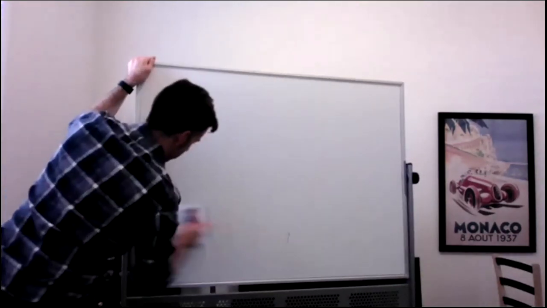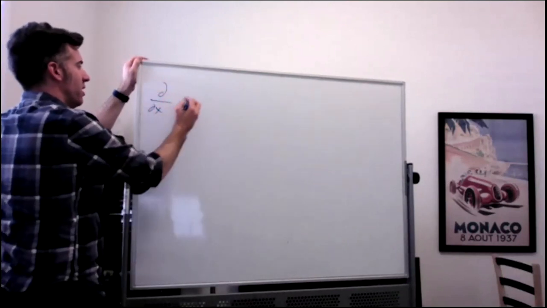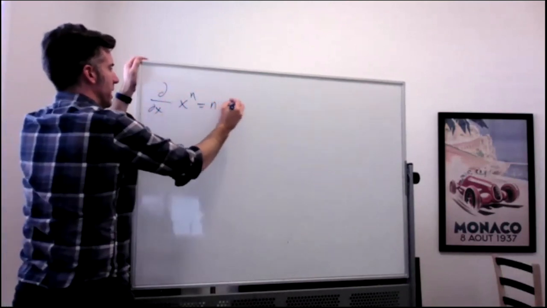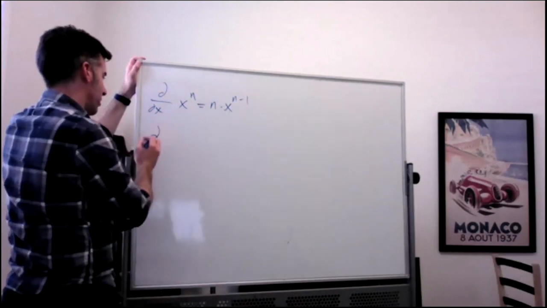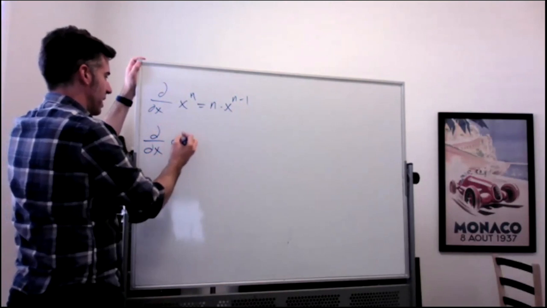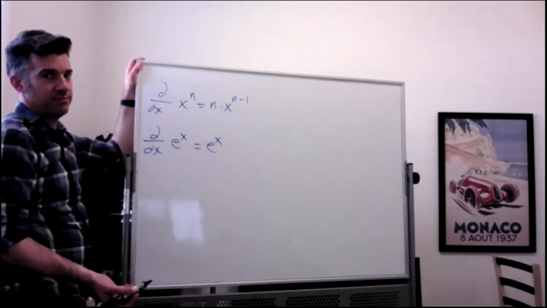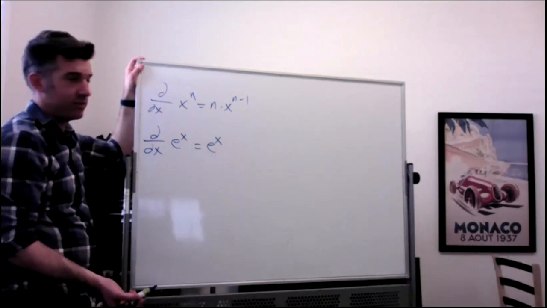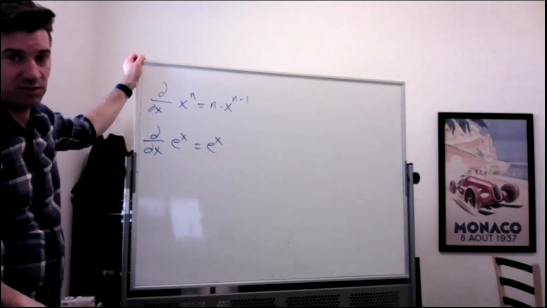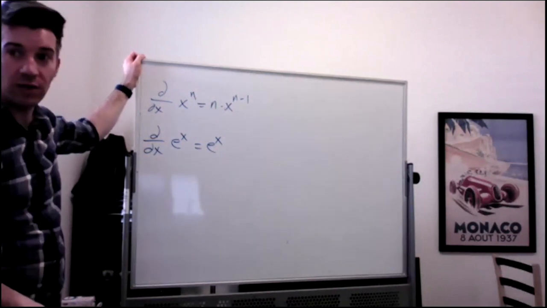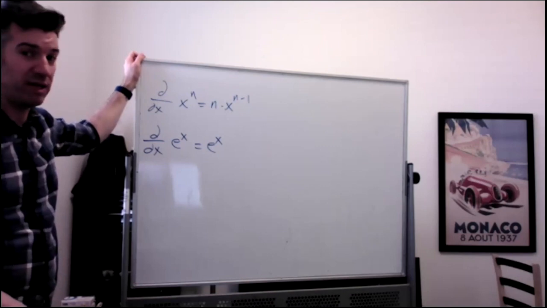So here's what we've got so far. The derivative of x to a power n is n times x to the 1 less power. We also have the derivative of e to the x is e to the x. I'm going to write something else in a minute here, because I also want you to know the derivatives of other exponential things that don't have a base of e.